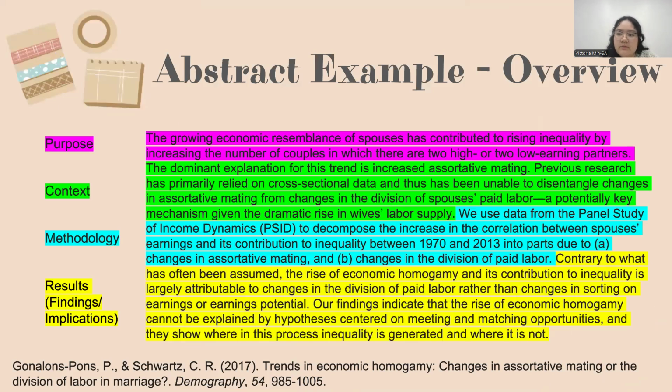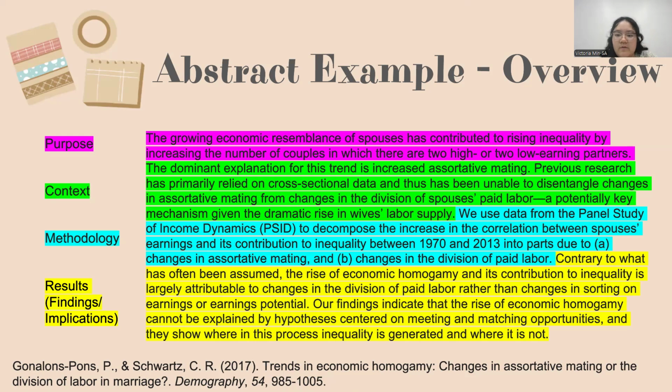So we're going to talk about this by going into an overview of this research. This is an abstract that was published in 2017. The details about it are listed below on the screen, and we are going to be using this as an example as we talk about the following four elements of an abstract. You can see here that they're highlighted in different colors, and they'll be a little bit easier to read later on. We have the purpose in pink, the context in green, the methodology in blue, and the results, which include the findings and implications, in yellow.